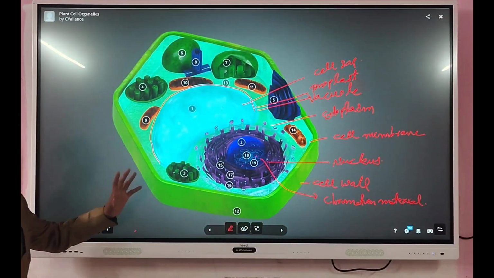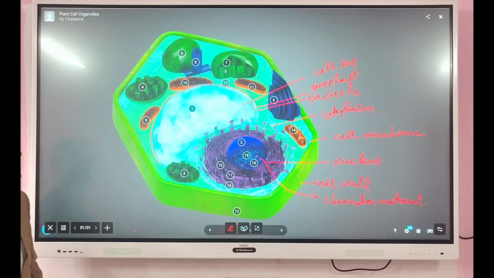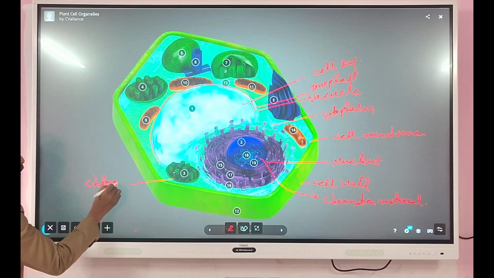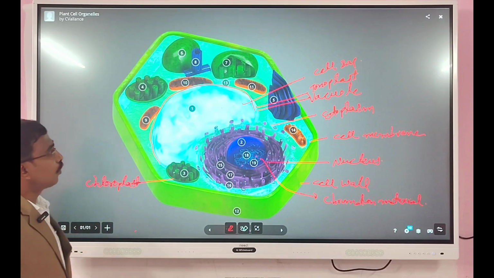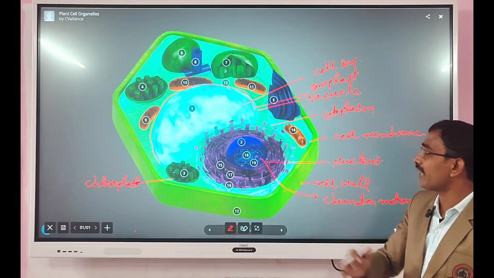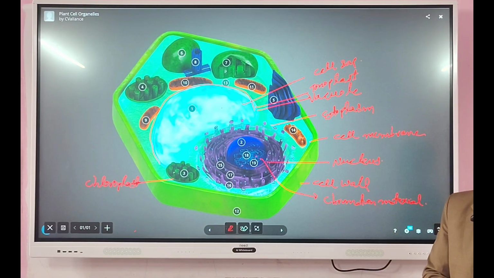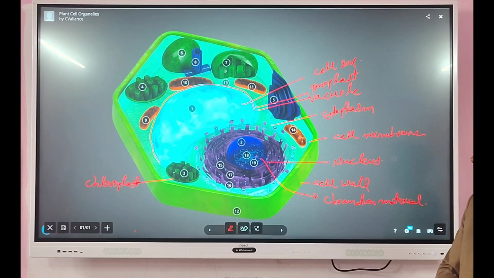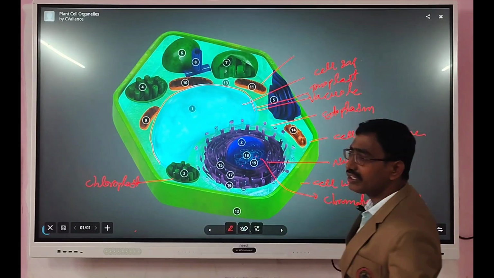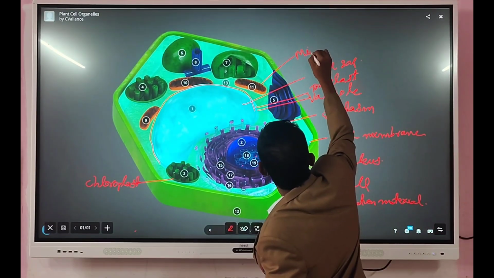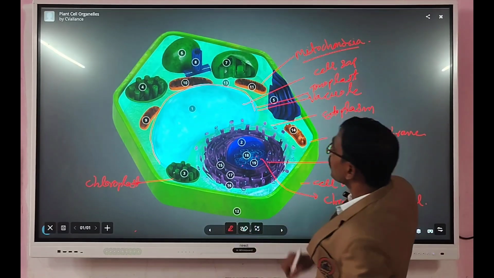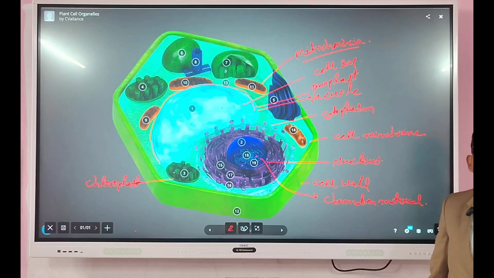After that, in the plant cell, we can see the green color cell organelles. The green color cell organelle is called chloroplast. The main function of the chloroplast is to prepare food material with the help of photosynthesis. And in the plant cell, there is another cell organelle. This cell organelle is called mitochondria. The mitochondria is also called the powerhouse of the cell.